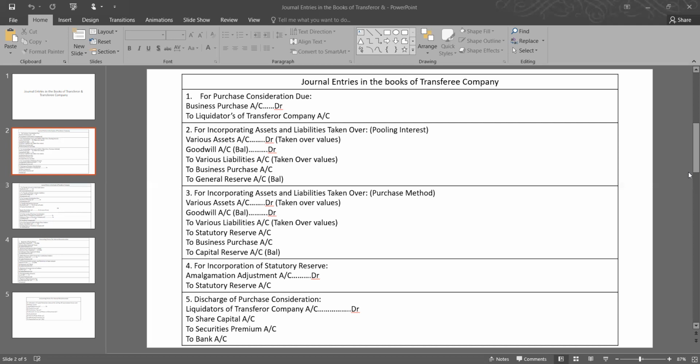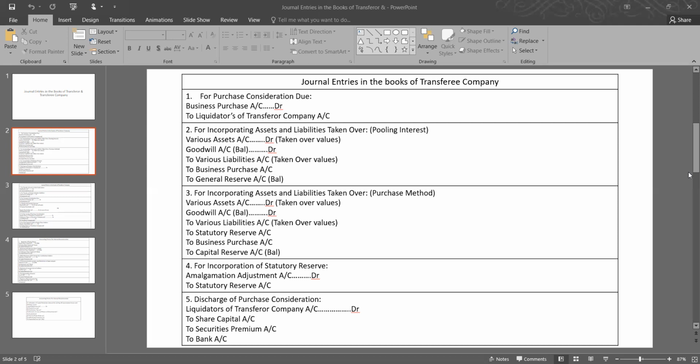In case of pooling of interest method, the journal entry is Various Assets Account debit, Goodwill, which will come as the balancing figure, to Various Liabilities Account, to Business Purchase Account, to General Reserve Account. If a debit balance comes, it will be transferred to the Goodwill Account, and if a credit balance comes, it will be transferred to the General Reserve Account.